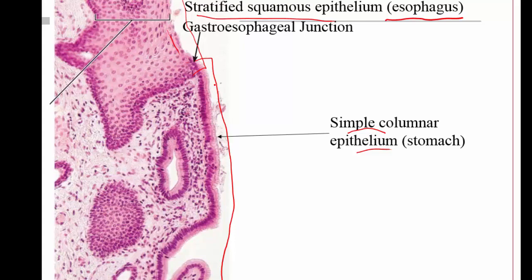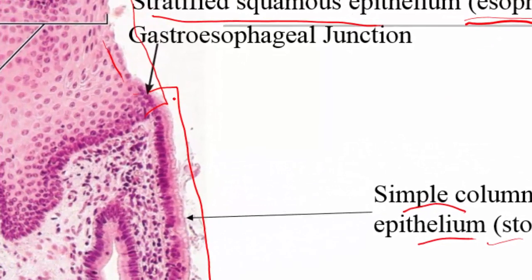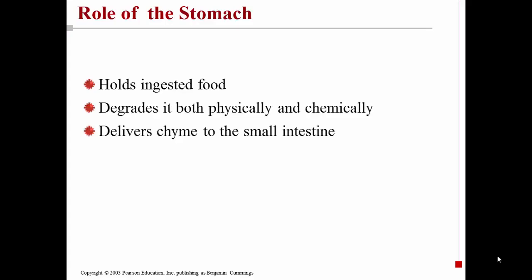The junction between the esophagus and the stomach occurs right about here. You can see that change in tissue. This is called the gastroesophageal junction. Once the food passes from the mouth to the pharynx through the esophagus, it enters the stomach. The stomach has several roles.